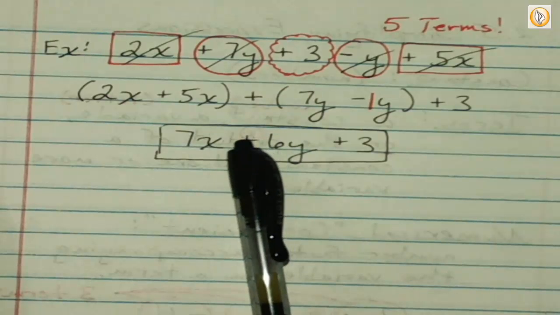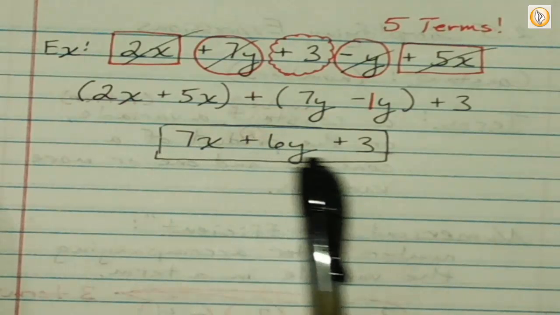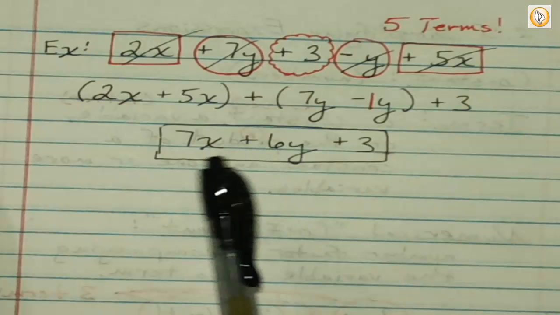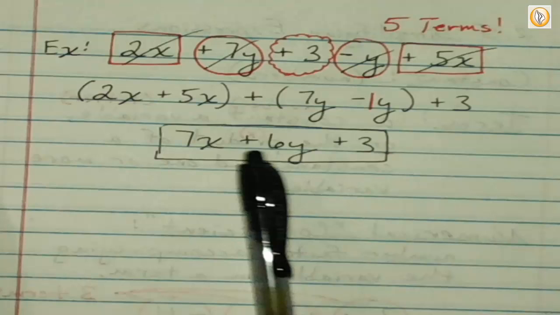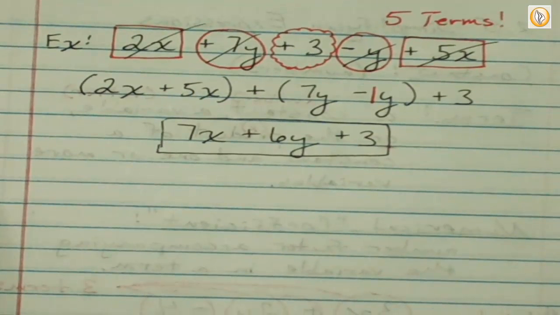I have students that will get to this point and then start combining these. I'm like, no. You can stop there because you can't combine any of these. They're not like terms, because of the variables. Any questions? All right.